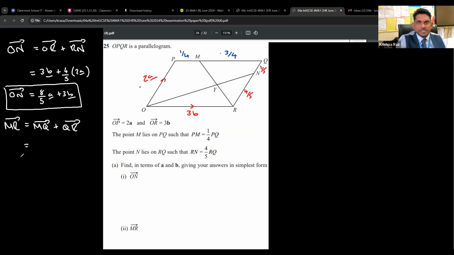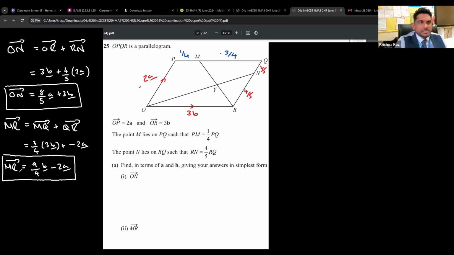And MQ is 3/4 of 3B plus QR, which is negative 2A because it's going the other way. So MR equals 9/4 B minus 2A.